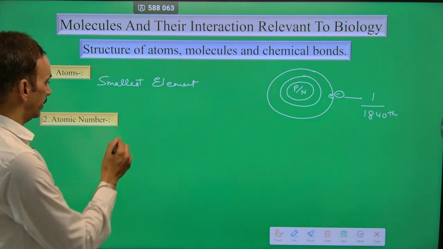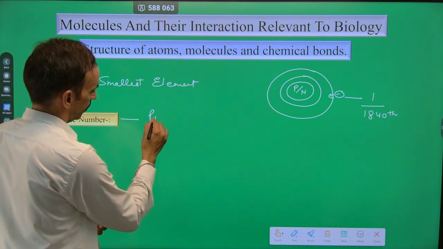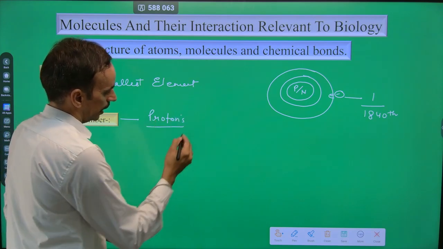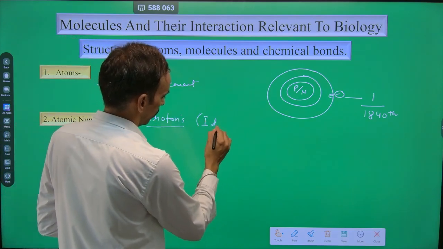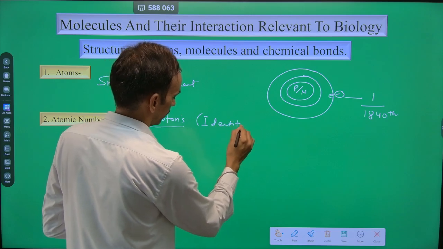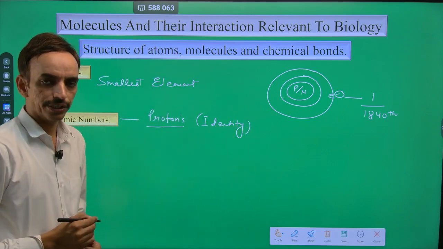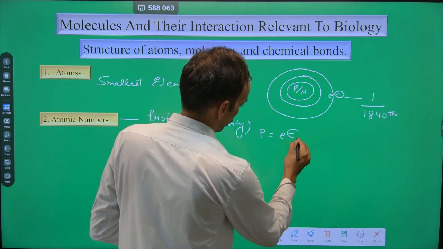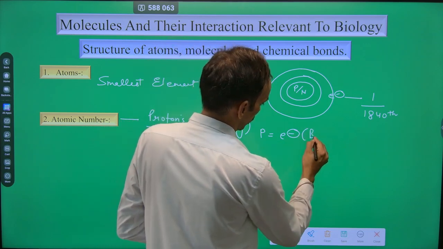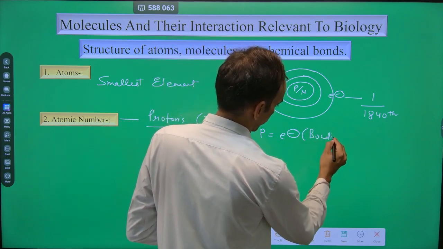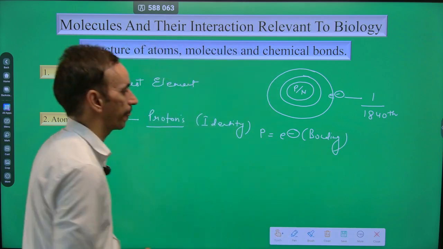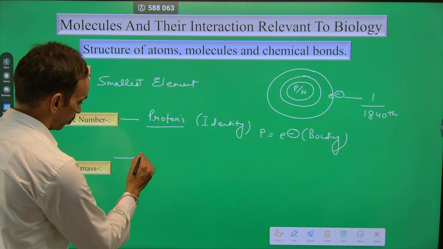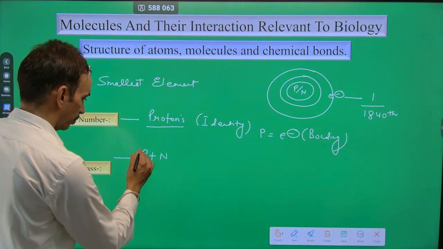Atomic number is simply the number of protons. It is used as an identity of the atom. In an atom, the number of protons remains equal to the number of electrons, but these electrons are used in bonding. Next is the atomic mass. It is the number of protons plus the number of neutrons.